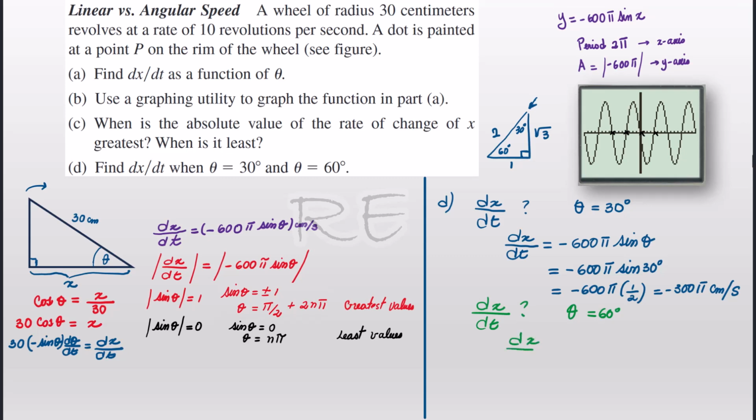We will do the same thing for theta equal to 60 degrees. We will replace sine theta in our function of theta by sine 60 degrees. And 60 degrees is a special angle. Sine 60 is equal to square root of 3 over 2. We divide negative 600 by 2, we get negative 300 pi square root of 3 centimeters per second.